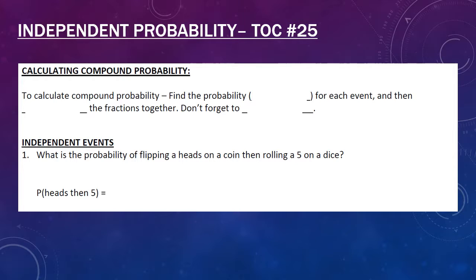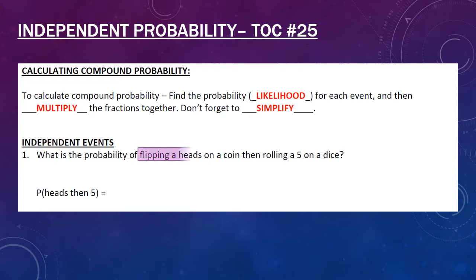And let's jump into how you calculate compound probability. So when we were doing simple probability, it was just one fraction. To calculate compound probability, you find the probability or likelihood for each event. Each one's going to have its own fraction, and then you multiply the fractions together. Don't forget to simplify. And some of these numbers get pretty big, so you may want to cross simplify, or simplify before you multiply, just so your numbers aren't quite so big. So let's look at our first example.